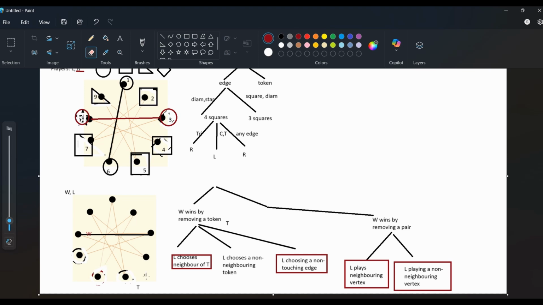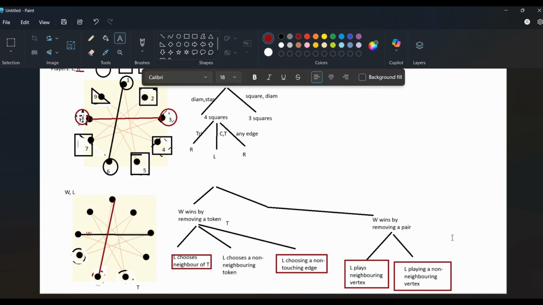Okay. Could L's move be playing a non-touching edge, such as this? Could this be L's move? Yeah, because let's say four of these tokens were open. L could have played this, letting W win here, or L could have played this, letting W win here. And if W is winning by removing a pair, that only means that in the previous turn, L plays a non-touching edge.